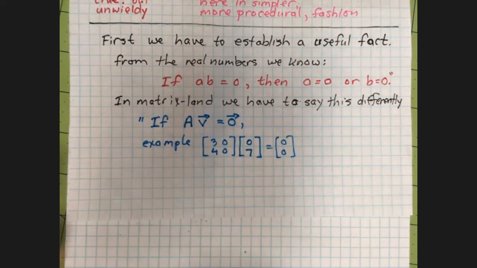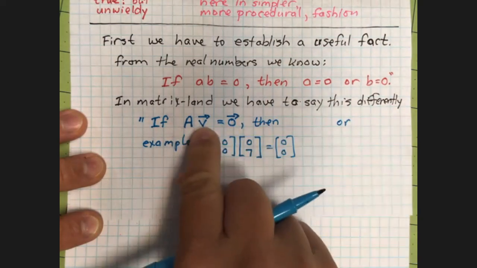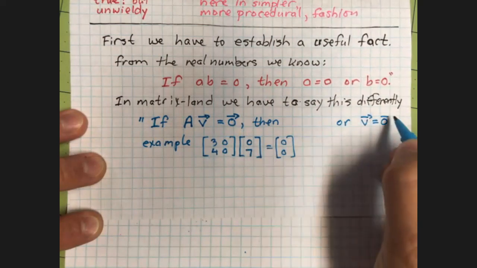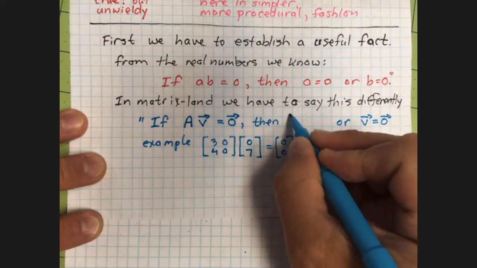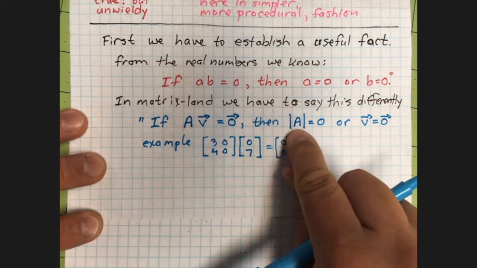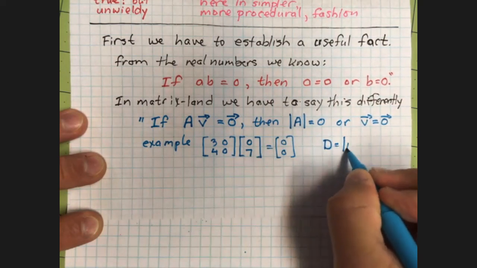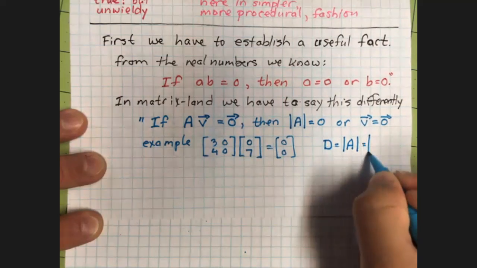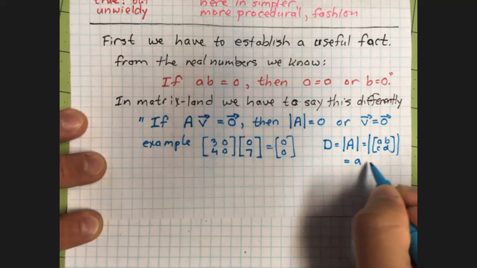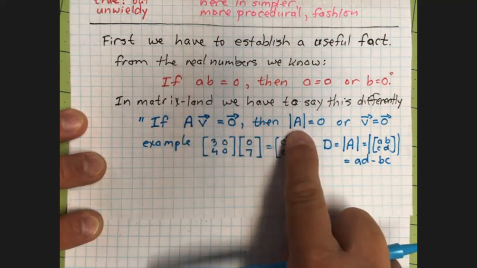The answer is we don't lose out on anything. Here's how we finish the sentence. If you multiply a matrix times a vector and get the zero vector, then either the vector is filled with zeros, the zero vector, or the determinant of the matrix is zero. Not the matrix is zero, but the determinant, and remember what determinant is. The determinant of the matrix A, B, C, D, this is very critical today, is AD minus BC. If you multiply a matrix times a vector and get zero, then either the determinant of A is zero or the vector is zero.